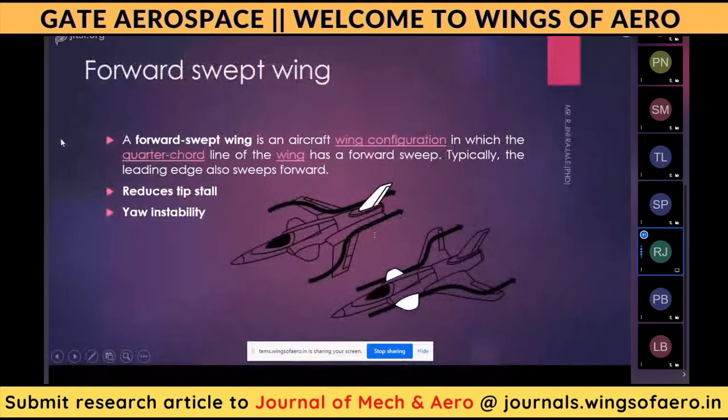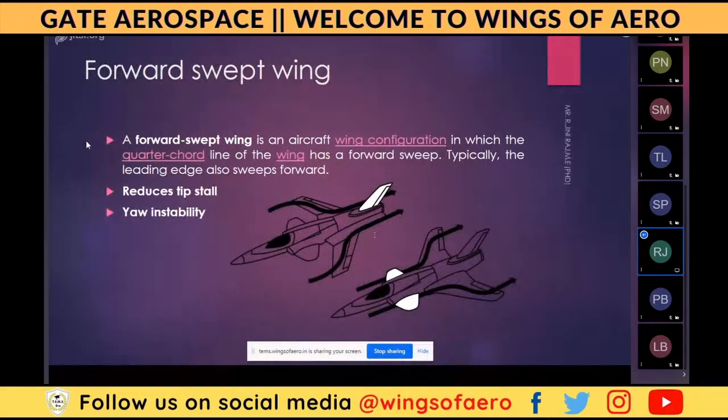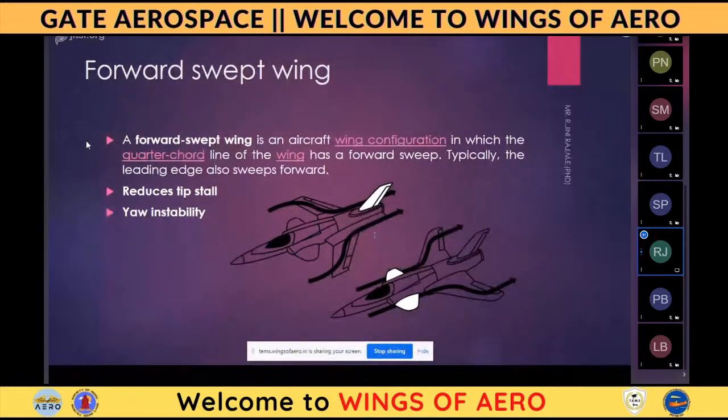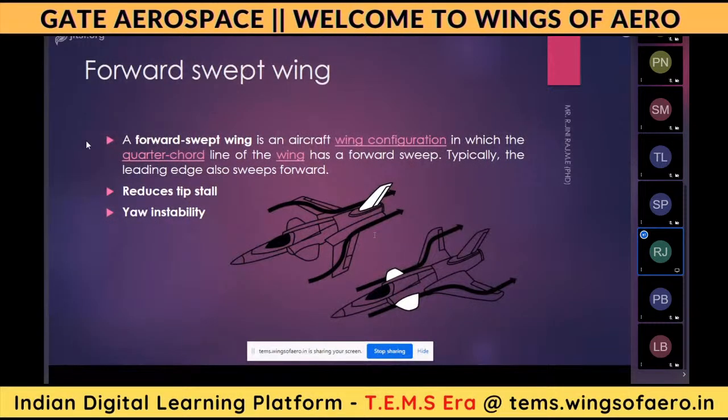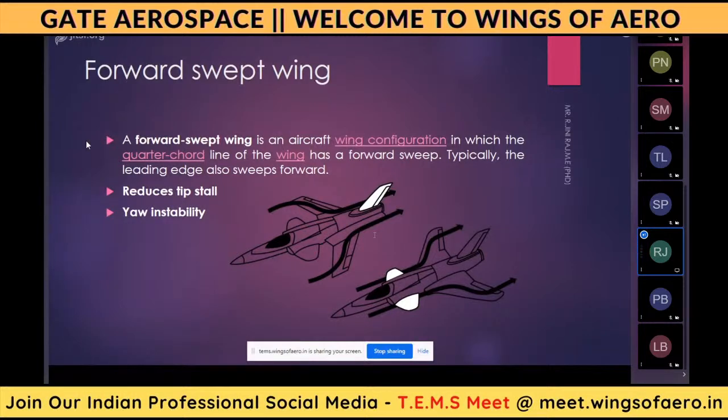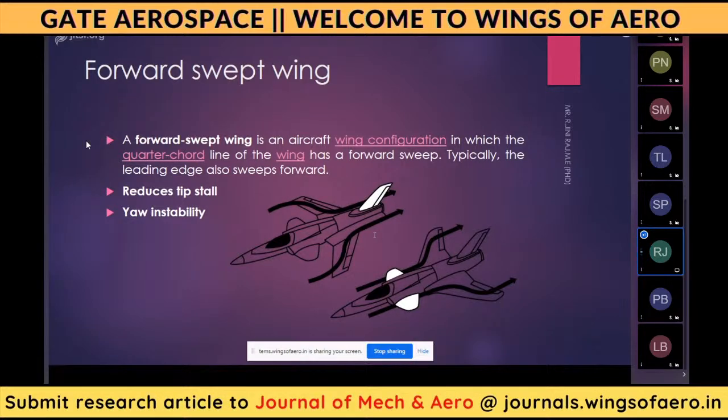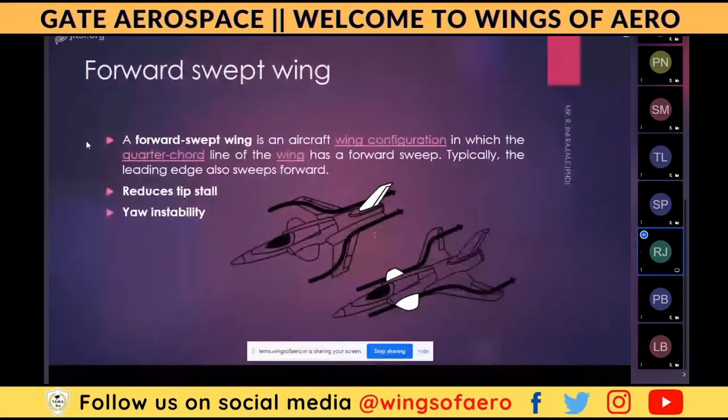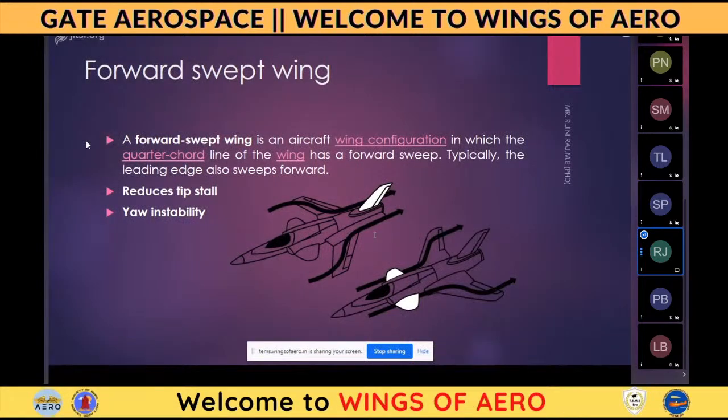So once again, I am repeating, the forward swept wing is an aircraft wing configuration in which the quarter chord line of the wing has a forward sweep. Typically, the leading edge also sweeps forward. The major advantage is it reduces tip stall, and it also increases the maneuverability and the maximum lift coefficient of the wing. And the problem encountered in the forward swept wing is yaw instability.